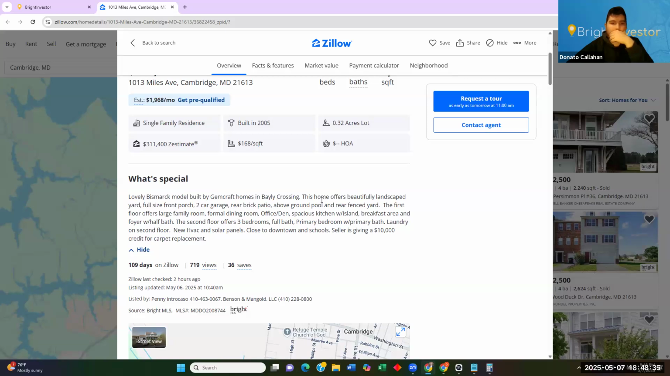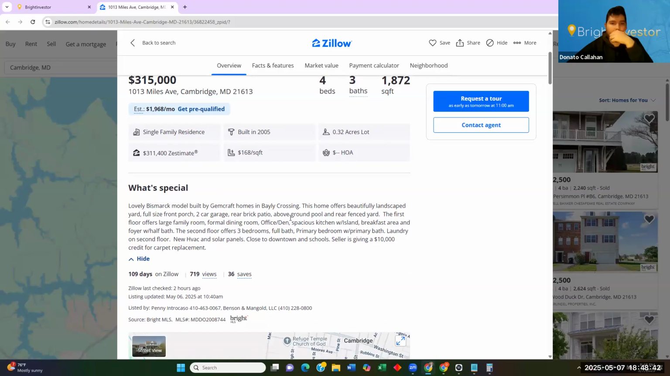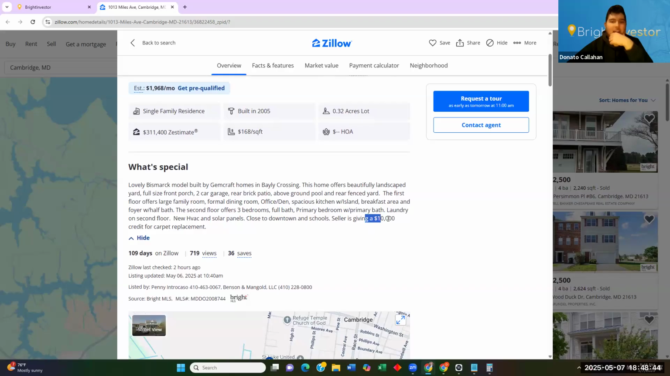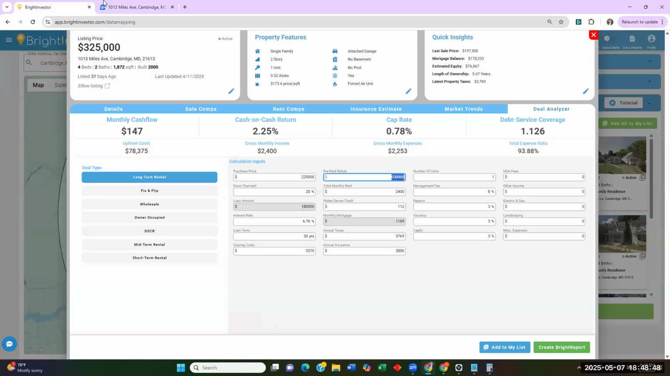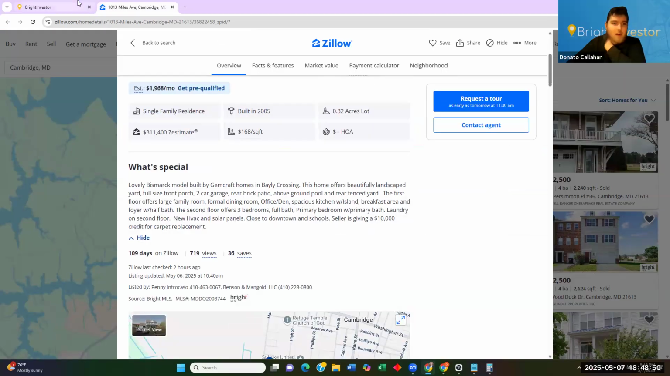Saying, hey, first floor offers a large bedroom, bathroom with a half bath. So it's only a 1.5 bath, or 2.5, which is really difficult. And then you see, they're giving $10,000 for the carpet replacement. Yeah, you see, I know what I'm doing here.